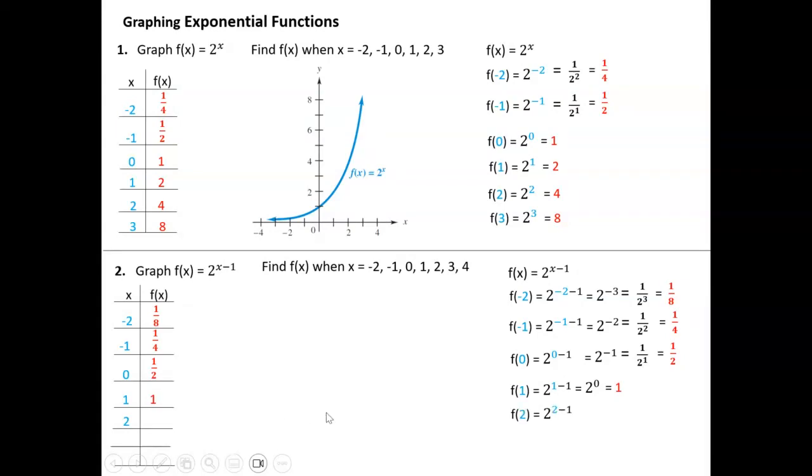When x is 2, we plug in 2 for the x, so 2 to the power of 2 minus 1 will give us 2 to the first power, which results in x equals 2, y equals 2. When it's 3, it's going to be 2 to the 3 minus 1, which gives us 2 to the second power, which is 4. And finally, when it's 4, 4 minus 1 is 3, and 2 to the third power will give us 8.